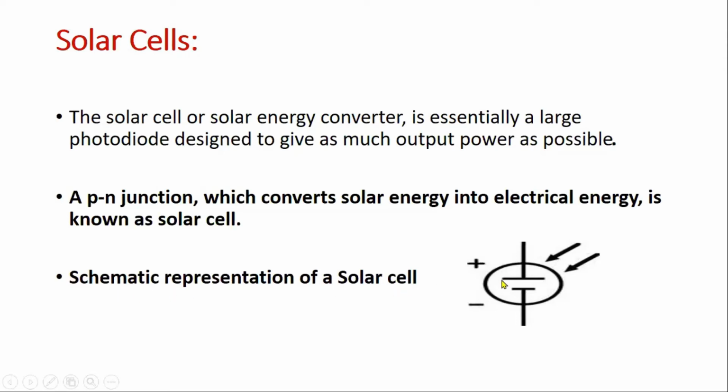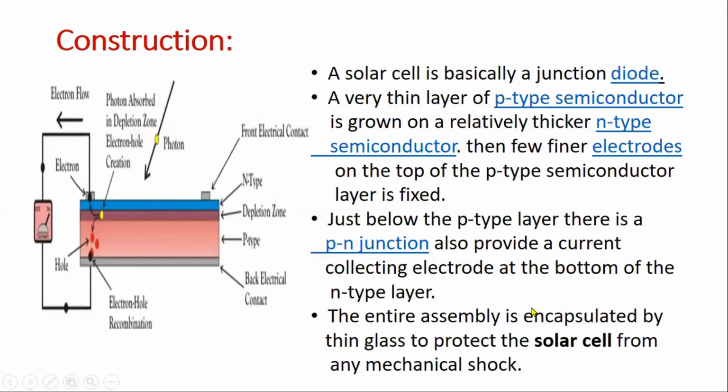Schematic symbol, you can see the diagram here. The solar cell consists of a very thin layer of N-type semiconductor grown on a relatively thicker P-type semiconductor. A few finer electrodes are fixed on top, and just below is the PN junction. A current collecting electrode is also provided at the bottom of the entire layer. The entire assembly is encapsulated by thin glass to protect the solar cell from mechanical shock. So this is the construction.